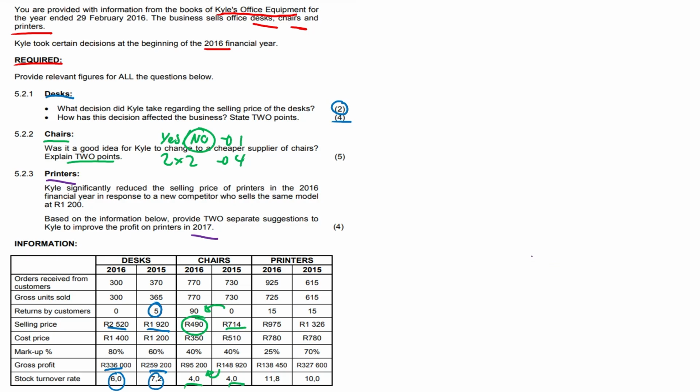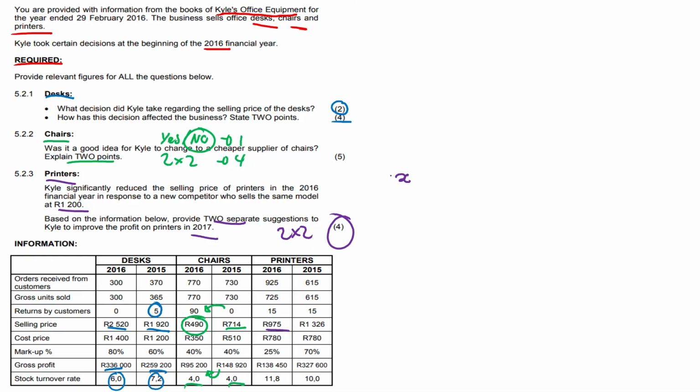So, printers. What do you guys think? Again, pause the video if you like. So, here are some possible suggestions, right? So, 2 separate suggestions. Again, it's going to be 2 times 2, which gives you the 4 marks there. Sorry, small calculation error. So Kyle should increase the price. So any figure between 975 and 1,200. So he's selling it currently for 975 rands. His competitor is selling it for 1,200. So look, that's a massive difference. That's 225 rands. That is material. So don't make it cheaper and don't make it more expensive than 1,200 rands.